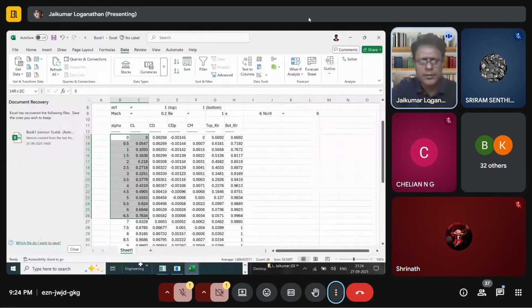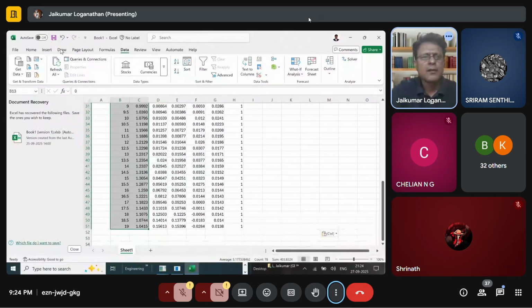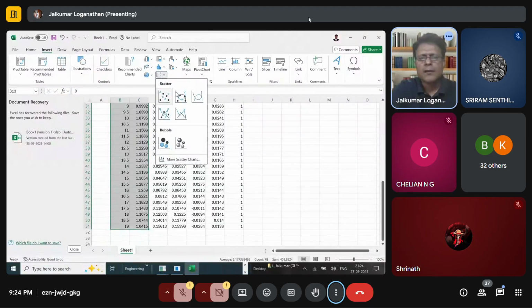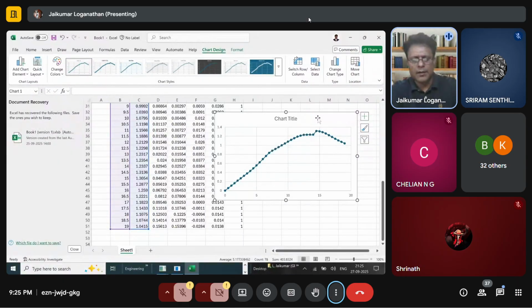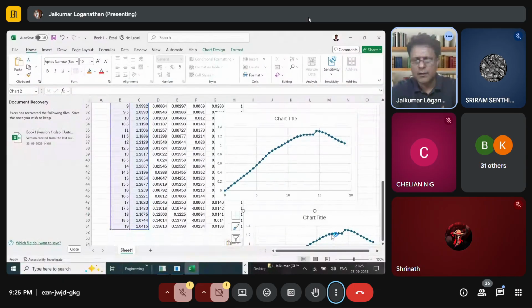So let's quickly plot CL. Let's see how it looks. See, this is how the CL versus alpha is looking. At 0, this is the alpha, and this is CL. Similarly, you can plot alpha versus CD or CL versus CD.